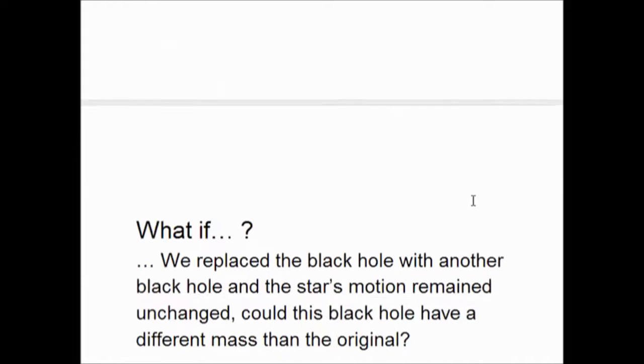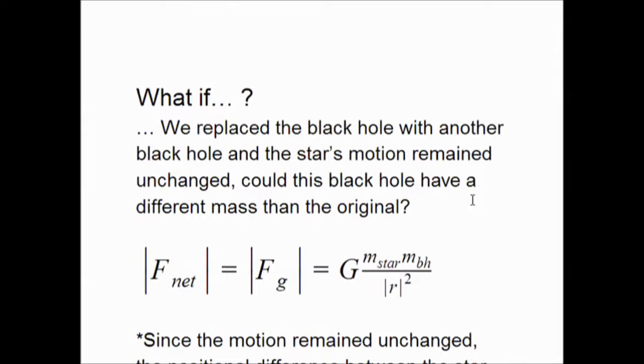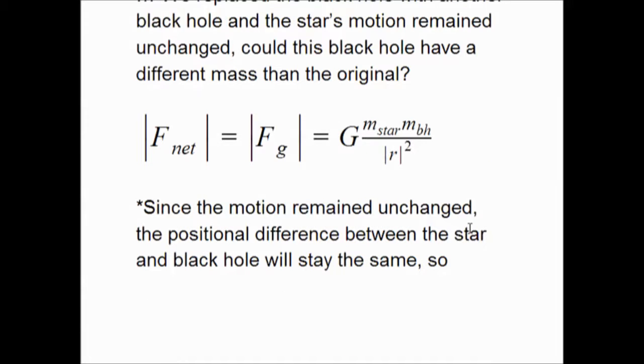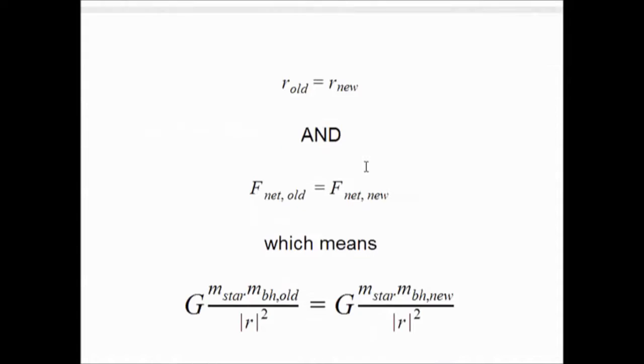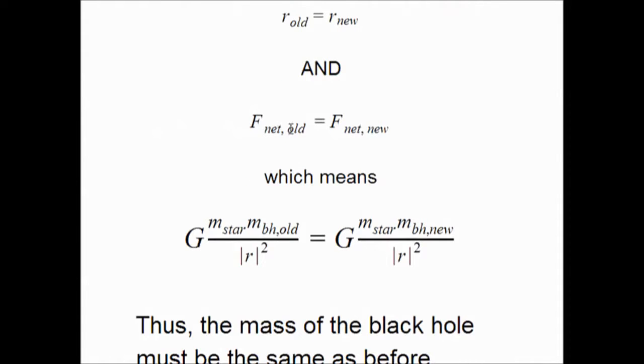Now, what if we replace the black hole with another black hole and the star's motion remained unchanged? Could this black hole have a different mass than the original? Well, let's look at our equation. Since the motion remained unchanged, the positional difference between the star and the black hole will stay the same. So, our old radius and our new radius will be the same, and therefore the old net force and the new net force will be the same.